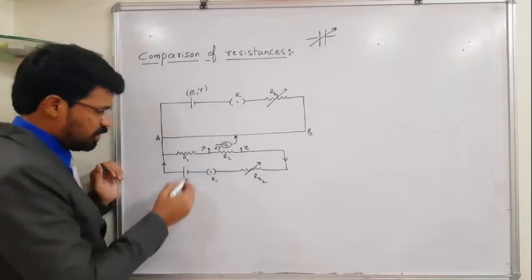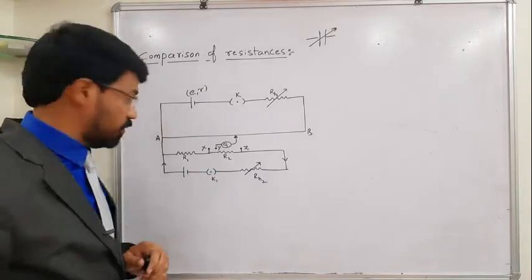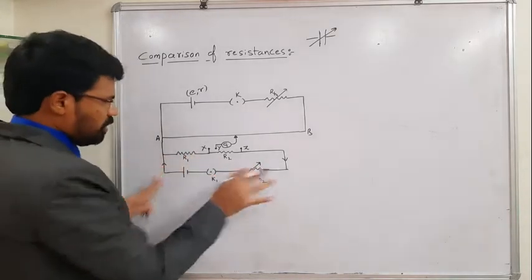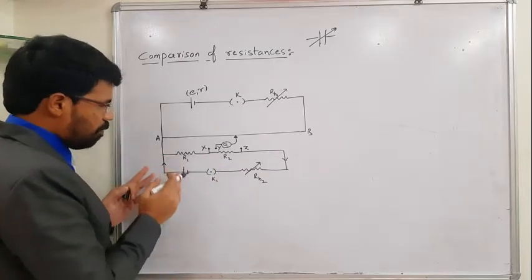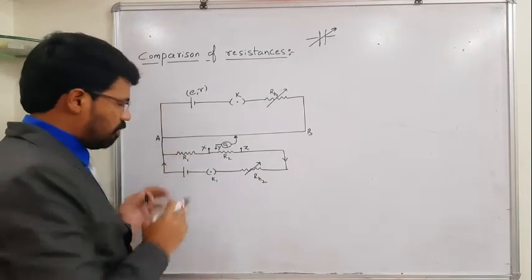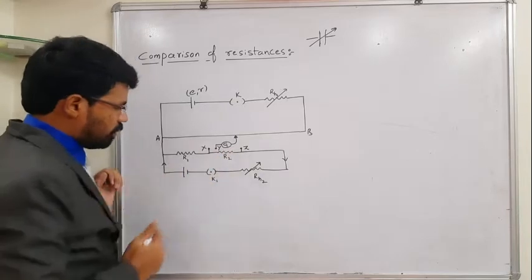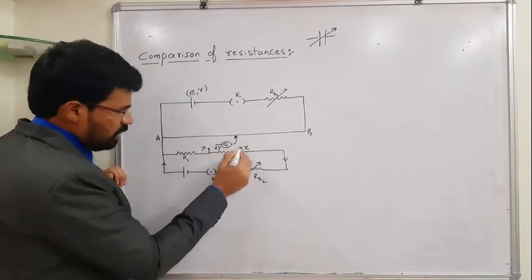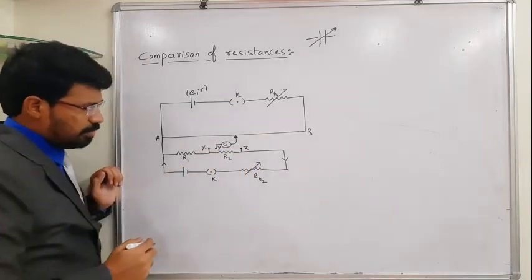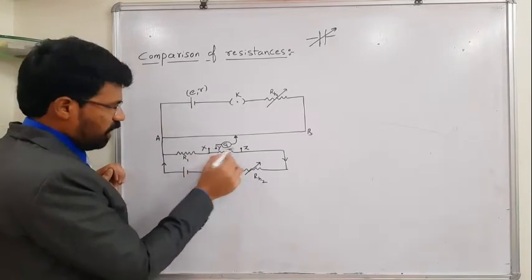Here one key arrangement is there, here one cell is taken in the secondary circuit. Now look at this, forget about all these other things. Our interest is, I wanted to compare R1 and R2. I want to compare R1 with R2. So here, three terminals are taken, X, Y, Z.